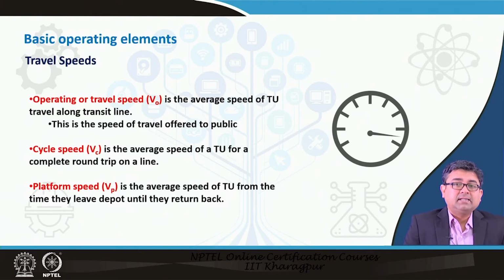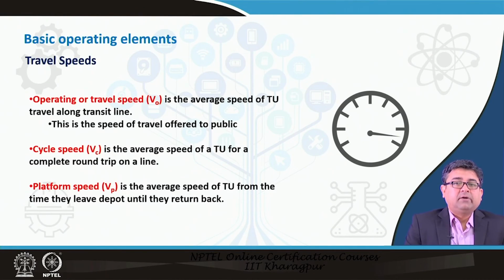The next thing is cycle speed, and this is the average speed of a TU for a complete round trip on one line. So, once the transit unit completes a round trip, back and forth, the average speed during this entire run is known as the cycle speed.